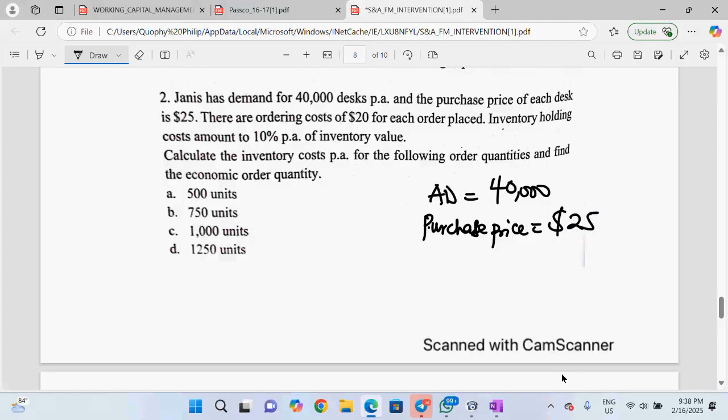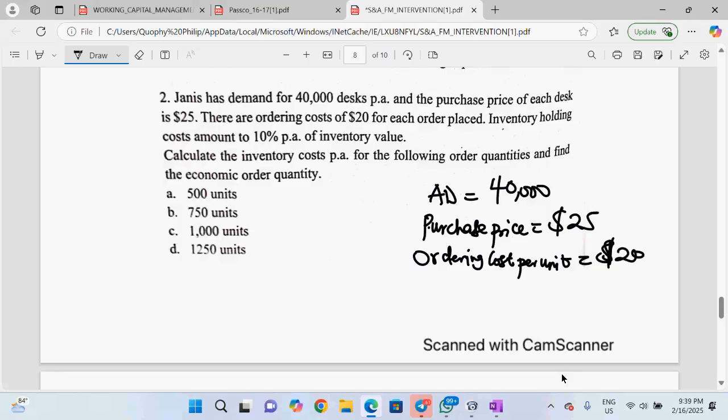$25. Then we have the ordering cost per unit. There are ordering costs of 20 cedis for each order placed. So that is the ordering cost per unit. And that is how much? $20.